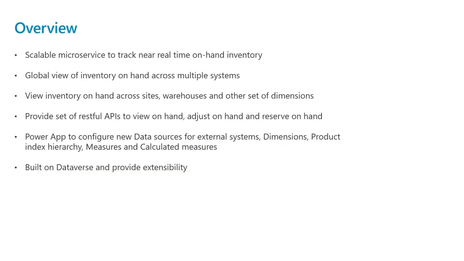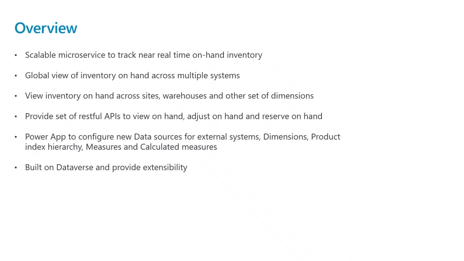So what is the inventory visibility service? Inventory visibility service is basically a microservice. It's a scalable microservice to track near real-time inventory on-hand data. You can not only view the inventory on hand from D365 SCM, but you can also integrate inventory visibility to external systems so that it can give you the global view of inventory on hand throughout your organization.